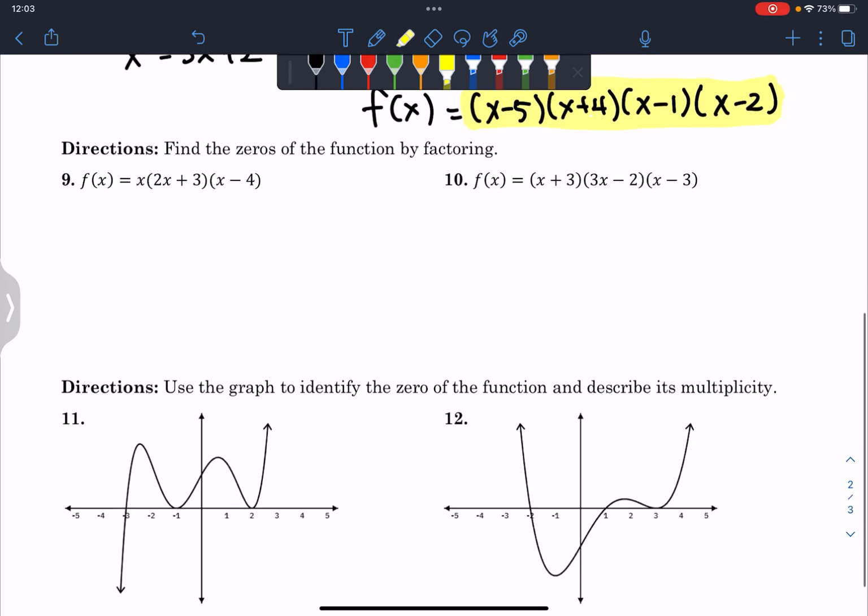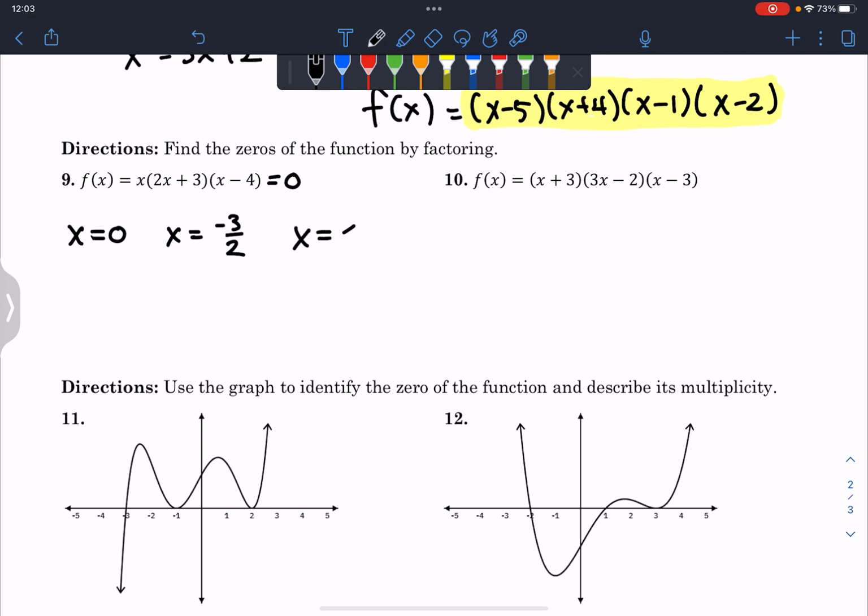Okay, moving on now to the zeros. To find the zeros, again, we have to factor the polynomial. So here we have two polynomials that are already factored for us. And the way we find the zeros is by setting these things equal to 0. So what makes x equal to 0? Well, that would be 0. What would make 2x plus 3 equal to 0? That would be negative 3 divided by 2. And what makes x minus 4 equal to 0? Well, x would have to equal positive 4. So those are our zeros. Our zeros are those three values.